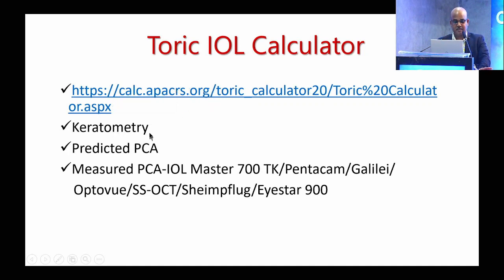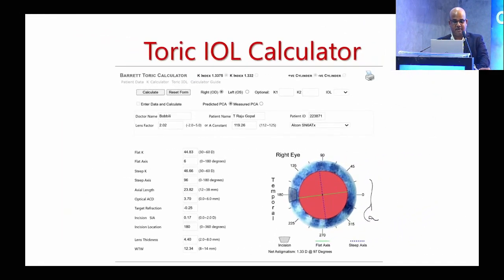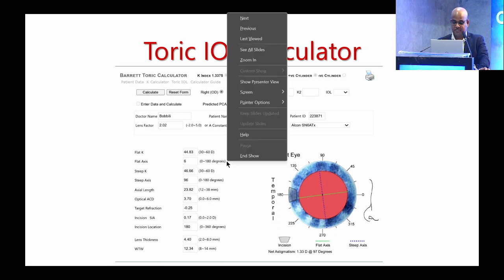We need to enter the keratometry values. If you don't have an instrument which can measure PCA, then we can tick predicted PCA. Otherwise, if you have an instrument which can measure the posterior corneal astigmatism, you can enter the values from it. See, this is how it shows. For the eye, we need to select predicted PCA. If you have any instrument which can measure PCA, you can enter that and enter the data like this.